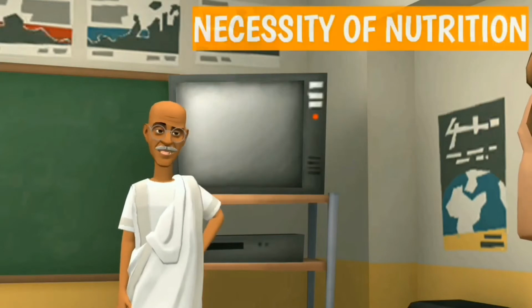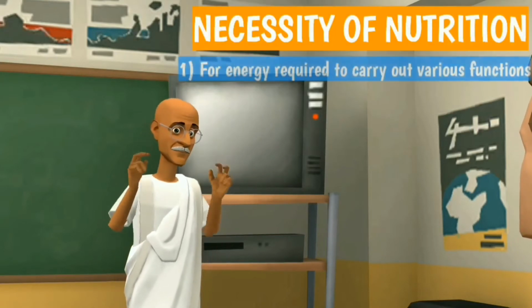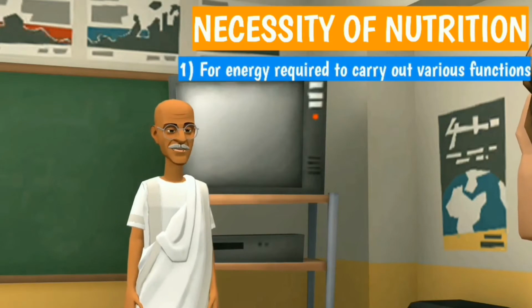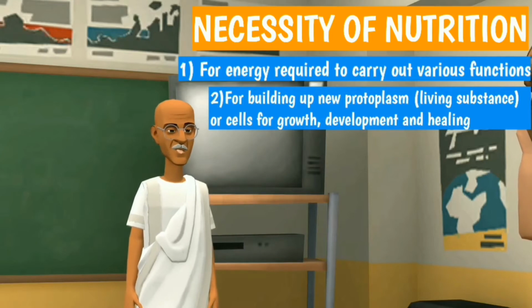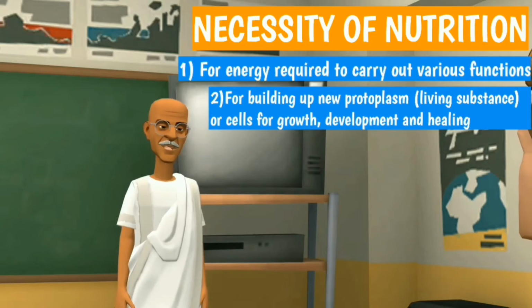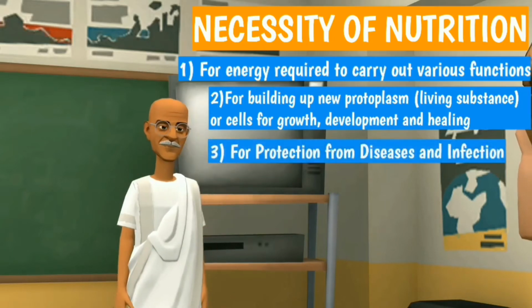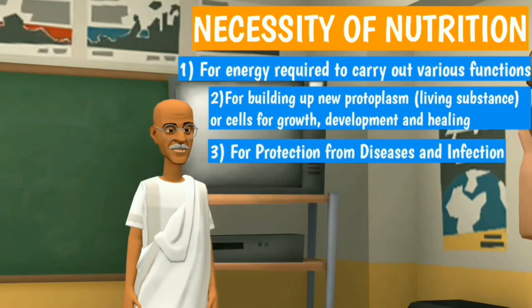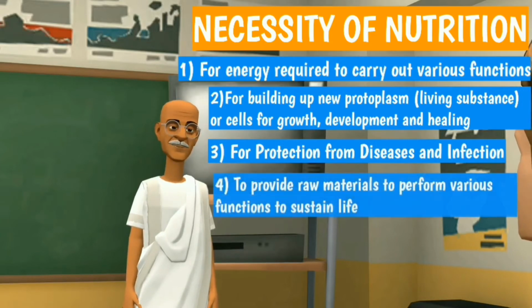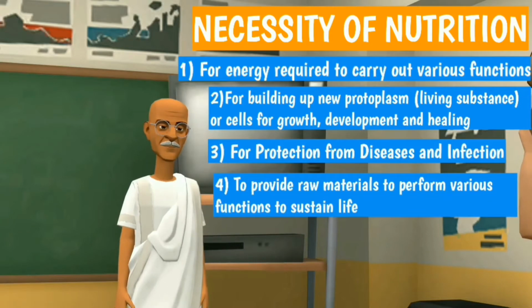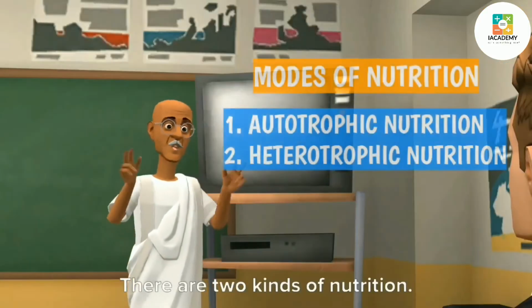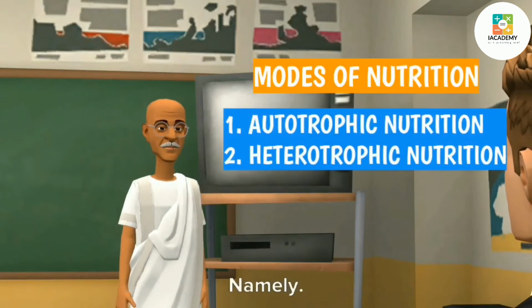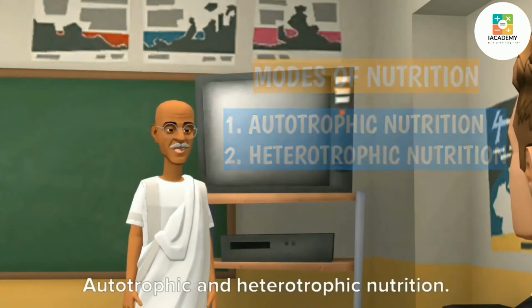Let us learn about the necessity of nutrition. Number 1. For energy required to carry out various functions. Number 2. For building up new protoplasm, living substance, or cells for growth, development and healing. Number 3. For protection from diseases and infection. Number 4. To provide raw materials to perform various functions to sustain life. There are two kinds of nutrition, namely autotrophic and heterotrophic nutrition.